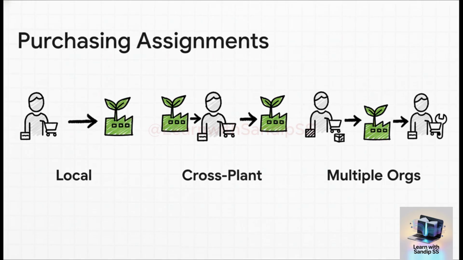Now let's talk about buying stuff. The system gives you a ton of flexibility here. You could have a local purchasing team that only buys for this one plant, or you could have a big centralized team that buys for all your plants. You can even have different teams for the same plant, one that buys raw materials and another that buys services. It's all about matching the system to how your business actually works.